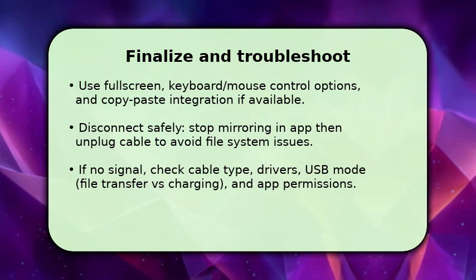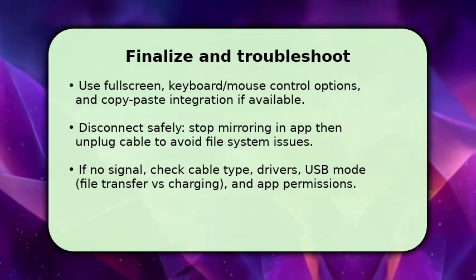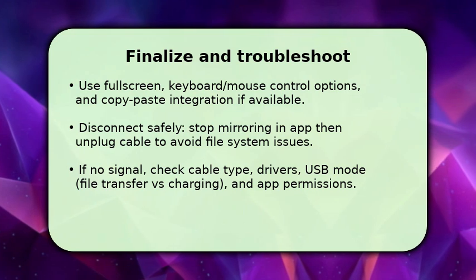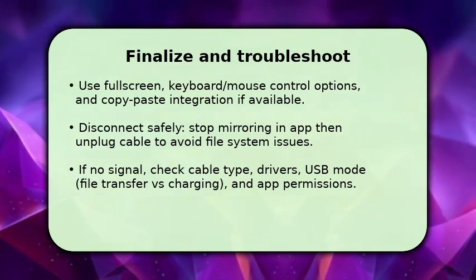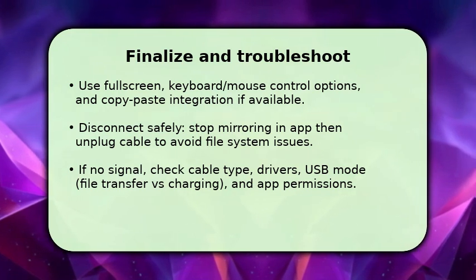If you don't see a signal, first make sure the cable and adapter support video. Then confirm drivers are installed, USB mode is set to file transfer or video, and the phone granted permissions. Reboot either device if the handshake fails.